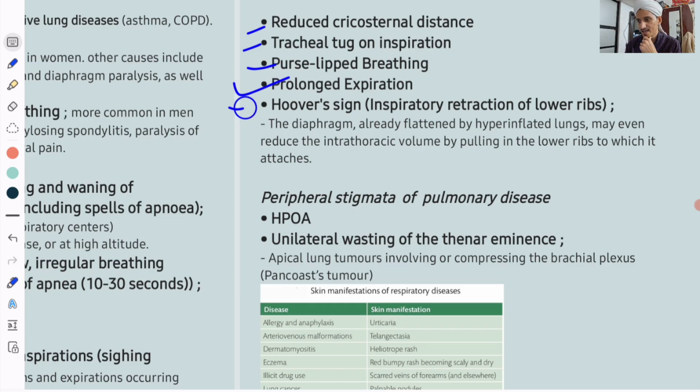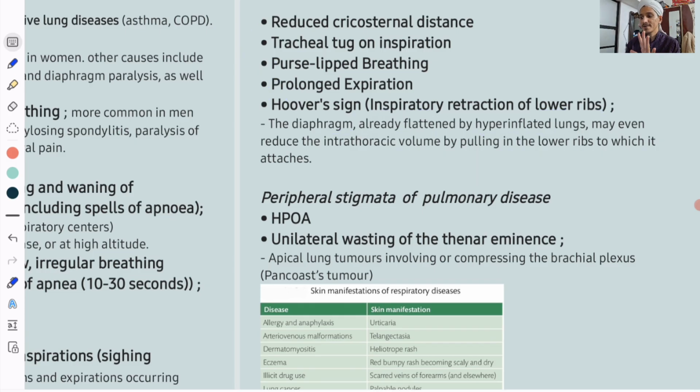Hoover sign is a sign of inspiratory retraction of the lower ribs. The diaphragm, which is already flattened by hyperinflated lungs, may even reduce the intrathoracic volume by pulling in the lower ribs to which it attaches. So with hyperinflated lungs, the diaphragm is flattened down. That diaphragm will pull the lower ribs. That is Hoover sign.